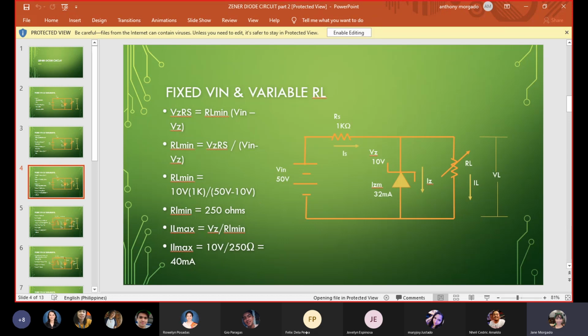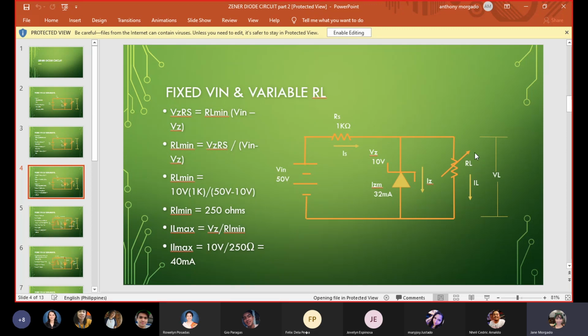Tama? 250 ohms. 10 times 1K. What is K? That's times 10 to the 3, 10 raised to positive 3, over 40 volts. Is it equal to 250 ohms? Can you verify? Yes, ma'am. Tama naman po. Okay. So, we have 250 ohms. So, the minimum value of RL to turn on the Zener should be set to 250 ohms.